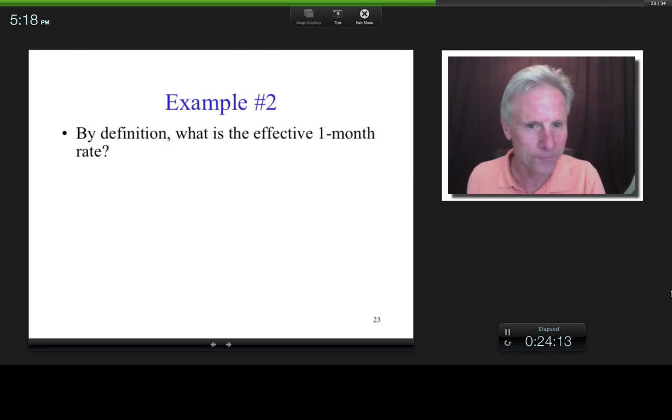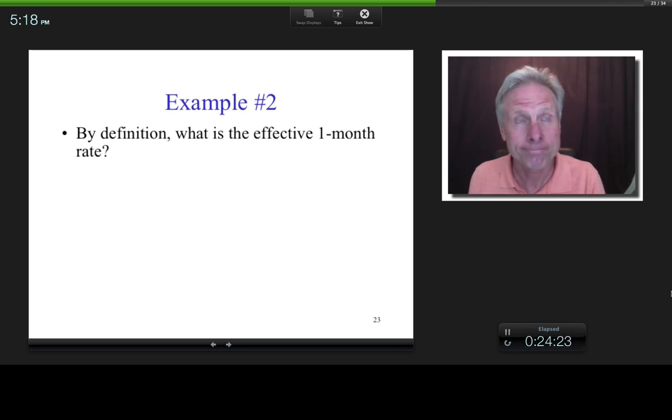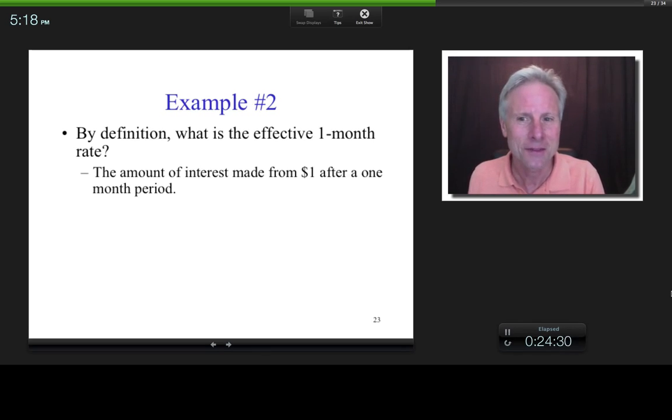Now this problem wants the effective 1-month rate. So what's the definition of an effective 1-month rate? Well, the amount of interest made from $1 after 1 month, right? So if we go back, we know that $1 grows into how much? Do you remember after 1 quarter? $1.03, right? We just calculated the effective quarterly rate, right? Now how many months in a quarter?